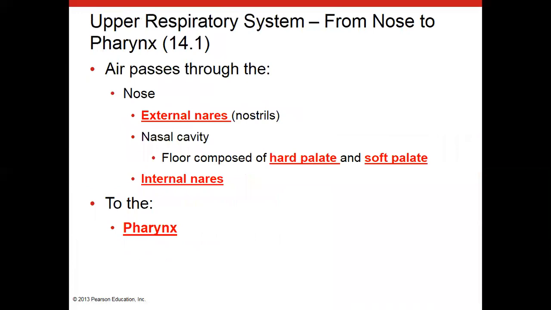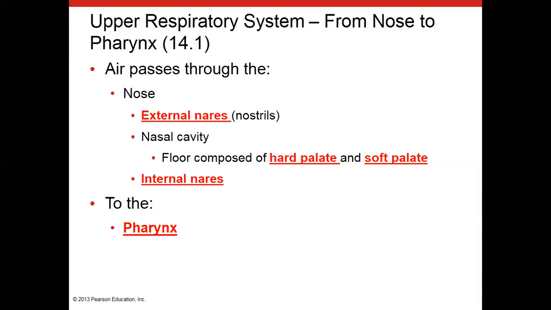So what we're going to do now is talk about the respiratory system from the point where air is breathed in to where gas exchange occurs. We're going to talk about each of the structures along the upper and lower respiratory tracts and their functions with regard to the major goal of the system, which is to move air into and out of the lungs so that gas exchange can occur.